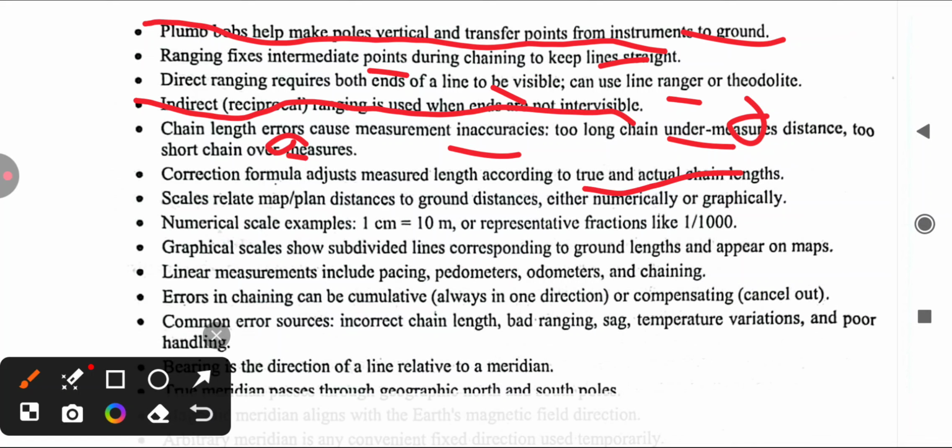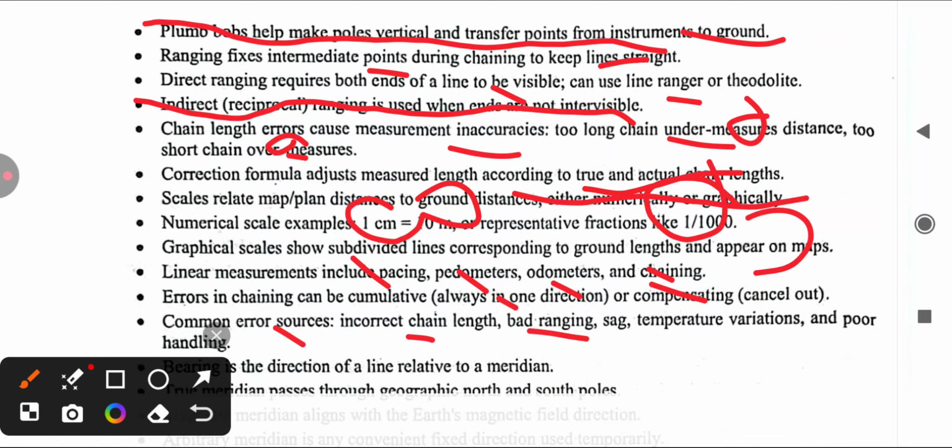Scale relates map or plan distance to ground distance, either numerically or graphically. A numerical scale is, for example, 1 centimetre equals 10 metres, or a representative fraction like 1 is to 1000. A graphical scale shows subdivision lines corresponding to ground length and appears on maps. Linear measurement includes pacing, pedometer, odometer, and chain. Errors in chaining can be cumulative, always in one direction, or compensating, canceling out. Common error sources: incorrect chain length, bad ranging, sag, temperature variation, and poor handling.